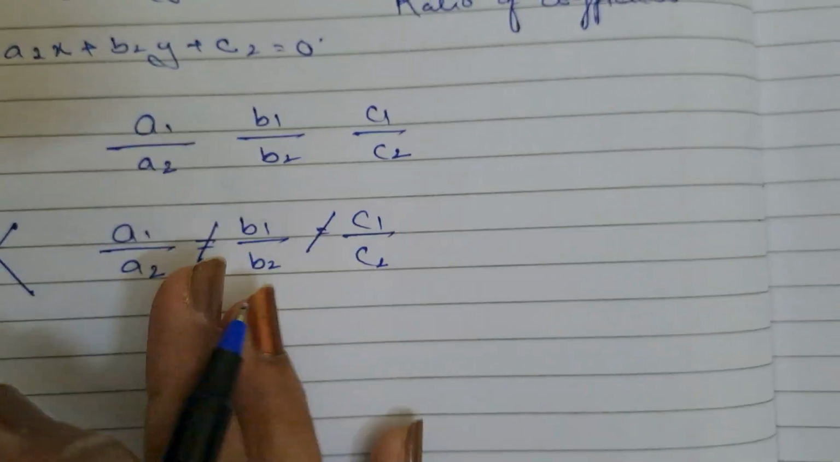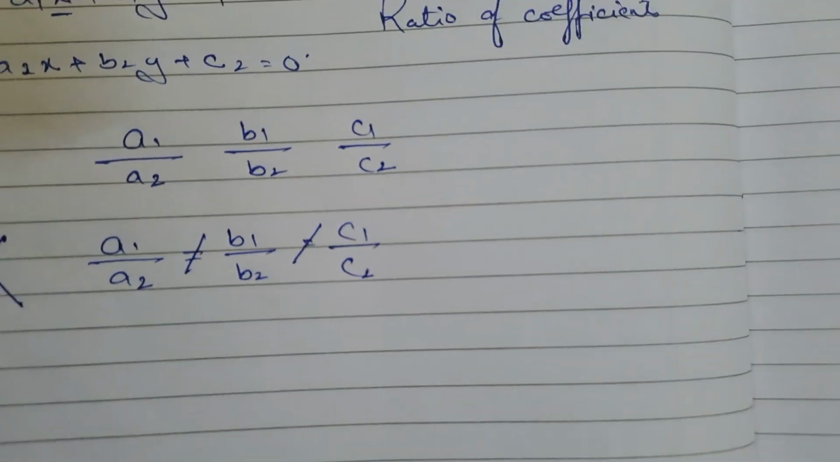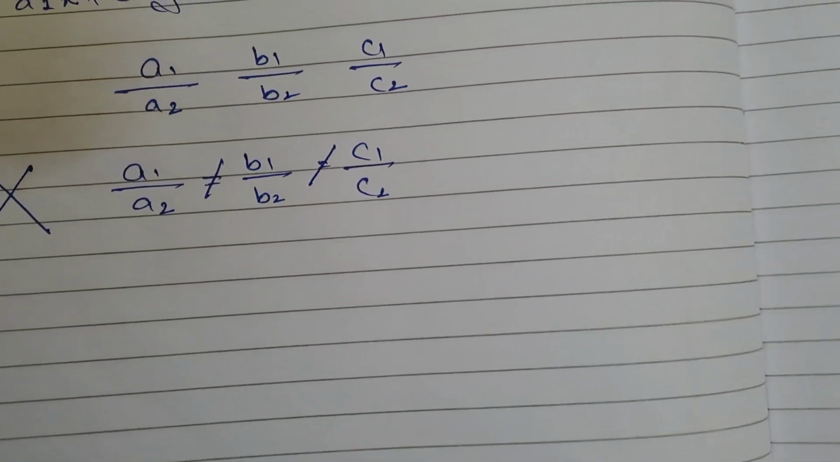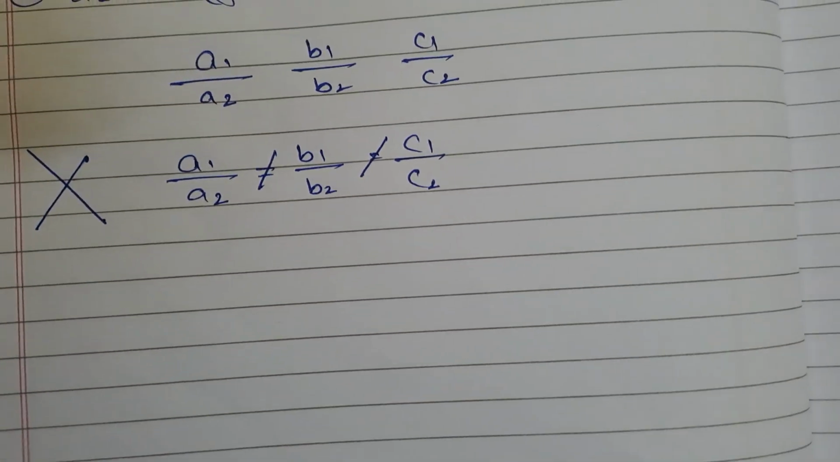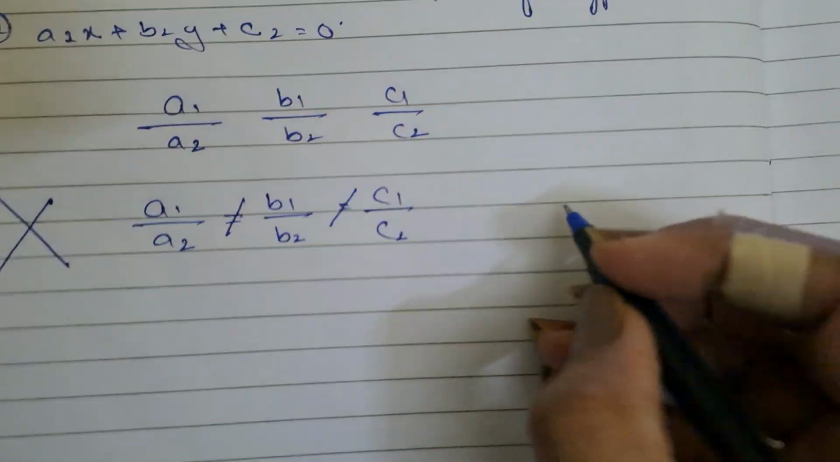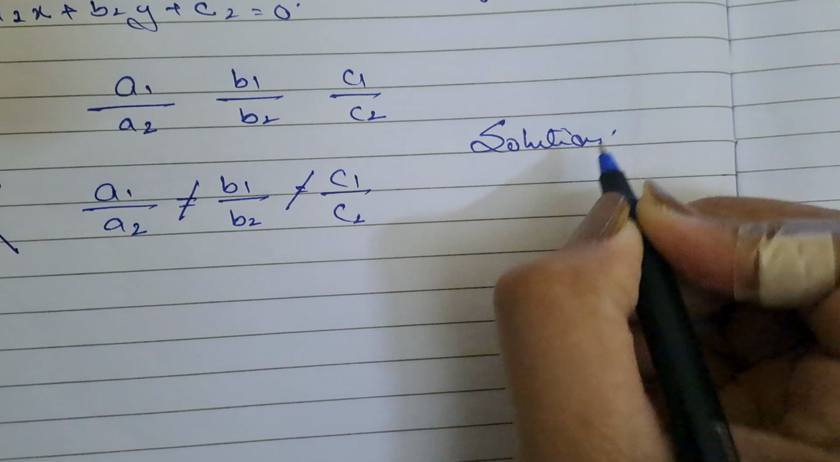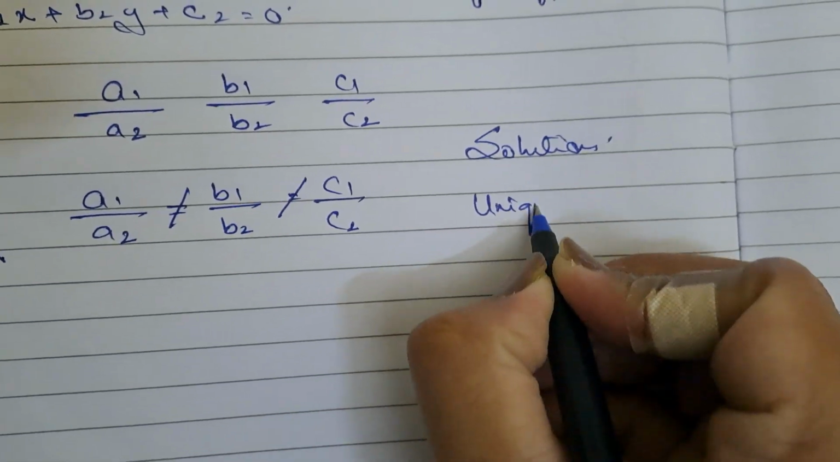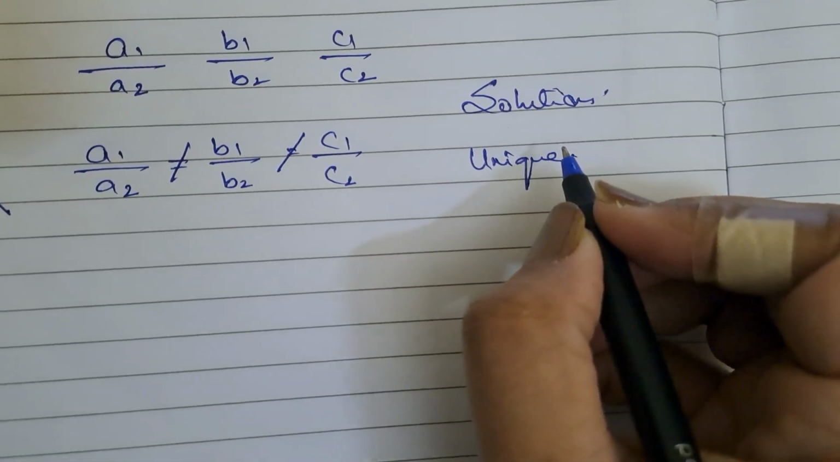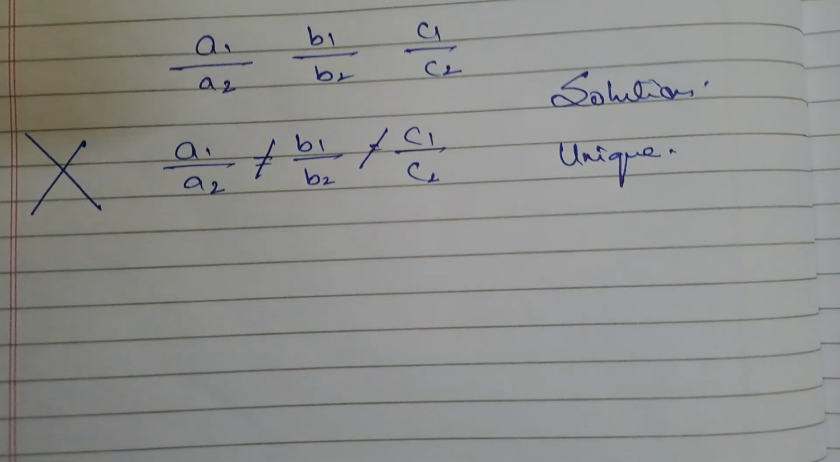Then moving ahead, what will be the solution of these lines? When I talk about the solution of these lines, that means how many answers I am going to have when I simplify this. When I simplify this, I will have only one unique solution.